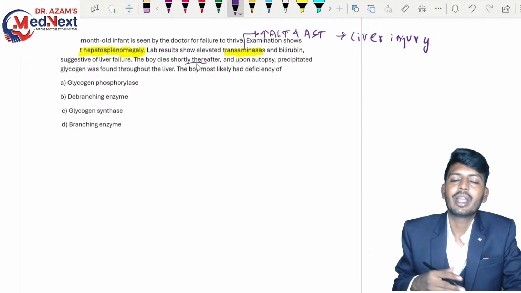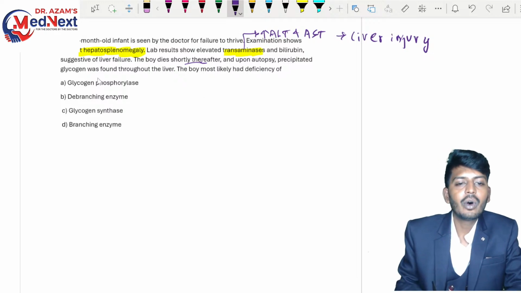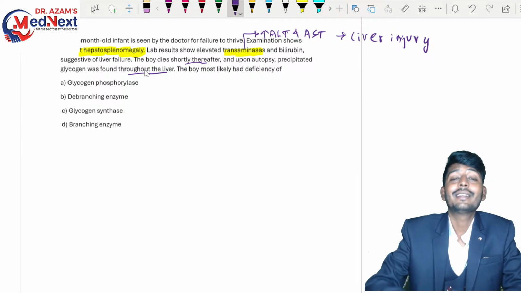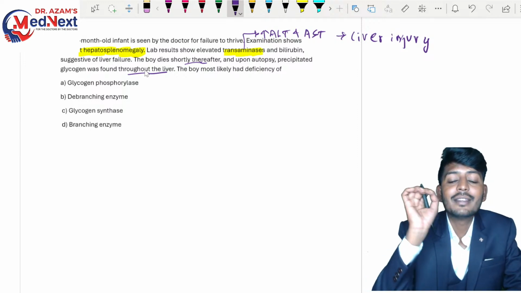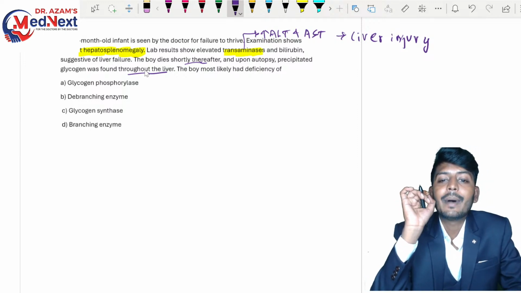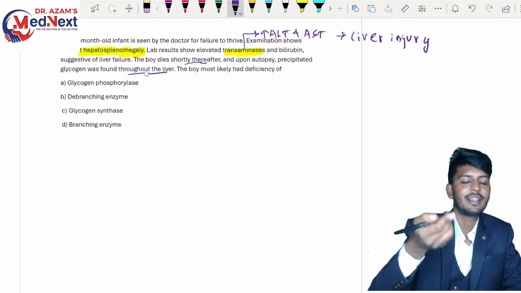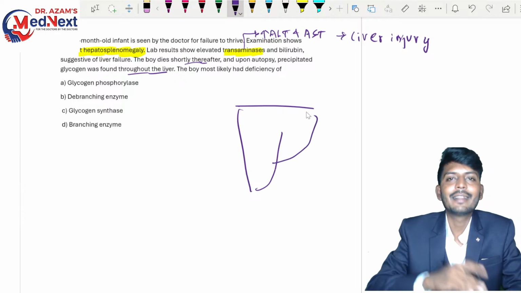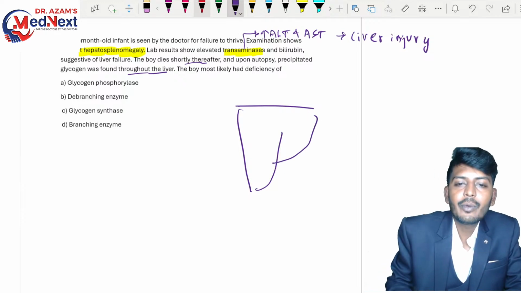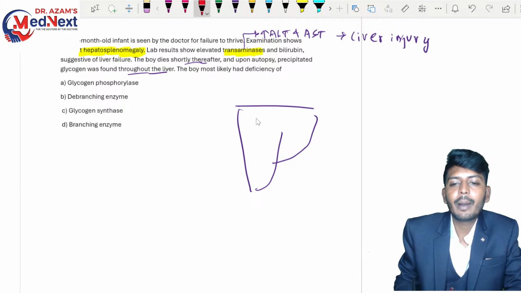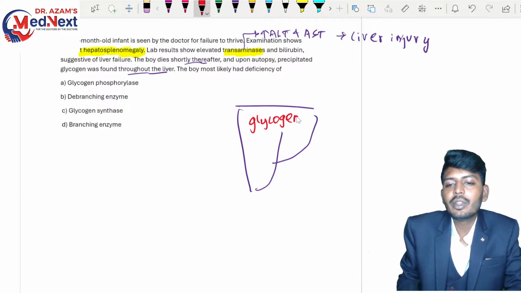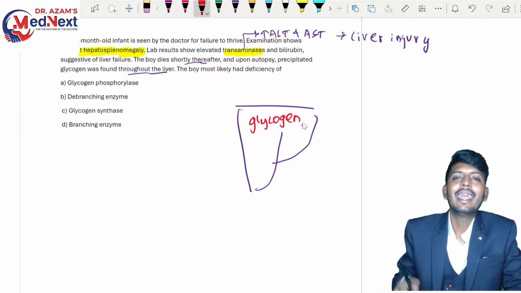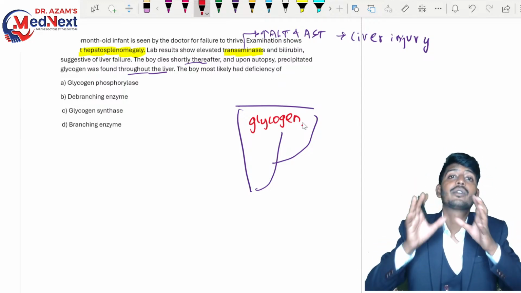Oh my God. Autopsy was done. The glycogen was found throughout the liver. So glycogen is stored inside the liver. The boy must have had a deficiency of which enzyme? Consider this is a liver. In the liver what was found? Glycogen. This glycogen was stored so much that it destroyed the liver.